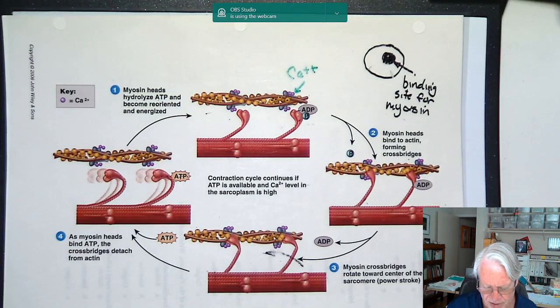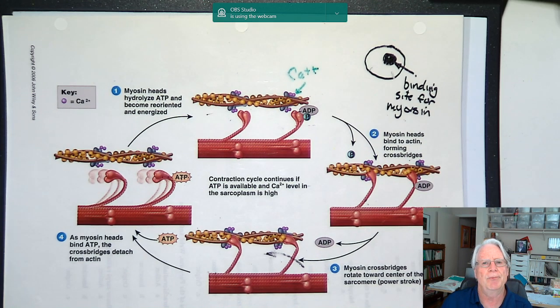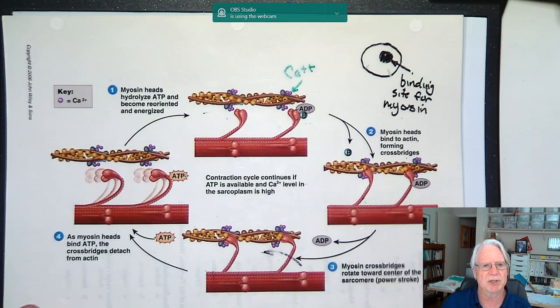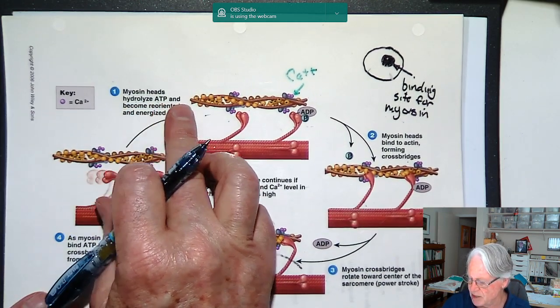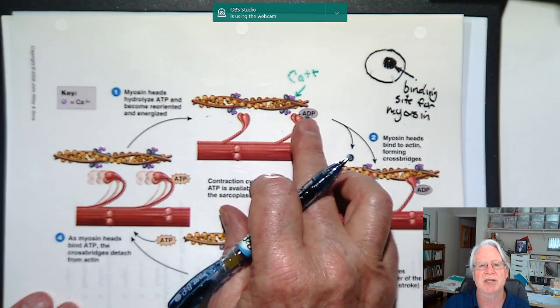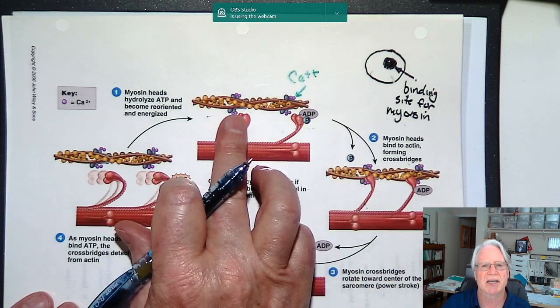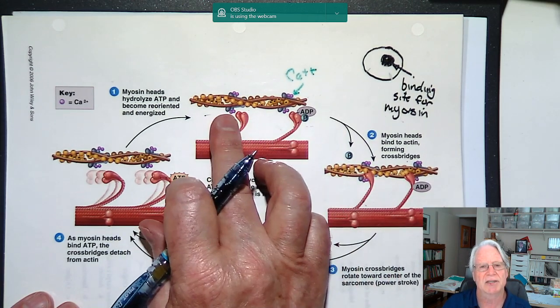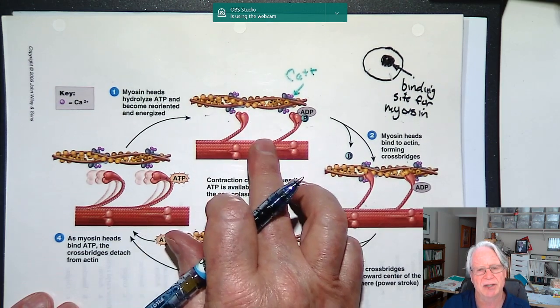So we've described it in our notes, and now we're going to go ahead and walk our way through this again using these images. So first step, myosin head hydrolyzes ATP and becomes reoriented and energized. So we're going to get this combination of ADP and phosphate group. That head is now cocked. It's like a spring that's been pulled back and compressed.